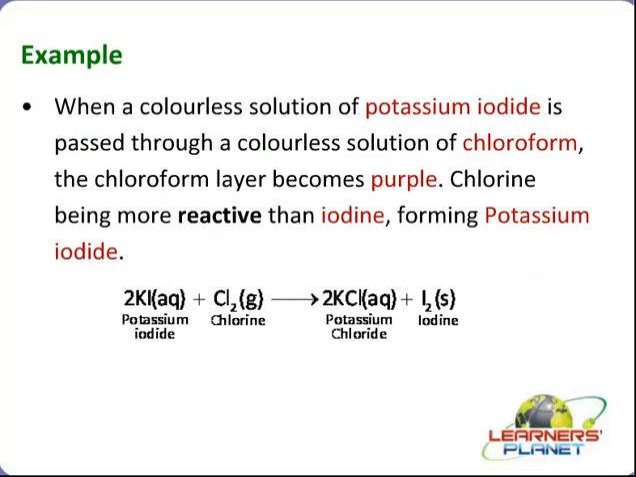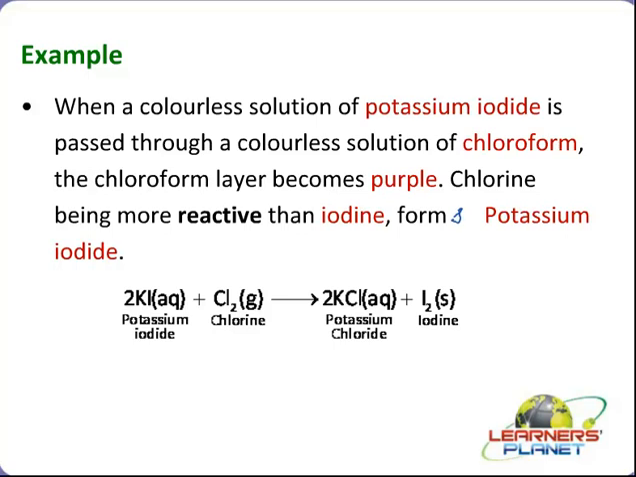Okay. Now let's take another example. When a colorless solution of potassium iodide is passed through a colorless solution of chloroform, the chloroform layer becomes purple. Chlorine, being more reactive than iodine, forms potassium chloride. Now just tell me one thing, students, from where has this chlorine come? Chlorine is coming from chloroform.